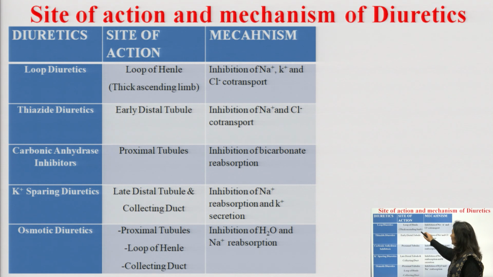This table summarizes their site of action and mechanism. Loop diuretics act on the thick ascending limb of the loop of Henle, inhibiting the sodium potassium chloride co-transporter. Thiazide diuretics act at the early distal tubule, inhibiting the sodium chloride co-transporter. Carbonic anhydrase inhibitors act at the first site, the proximal tubule, inhibiting bicarbonate reabsorption. Potassium sparing diuretics act at the late distal tubule and collecting duct, inhibiting sodium reabsorption and potassium secretion. Osmotic diuretics act at the proximal tubule, loop of Henle and collecting duct.